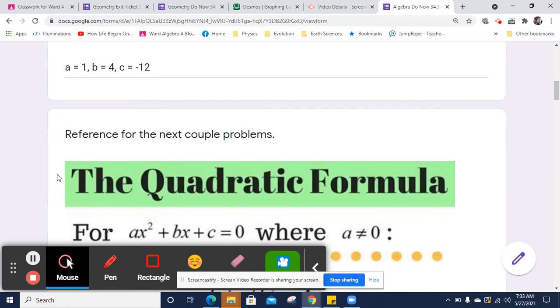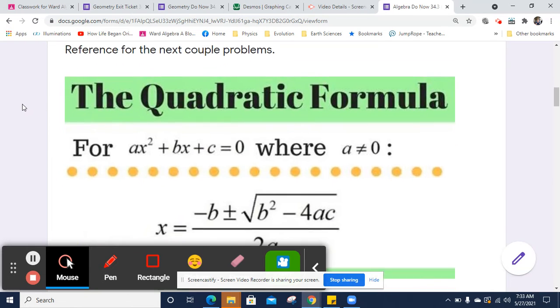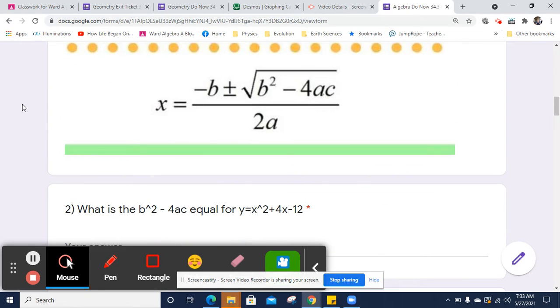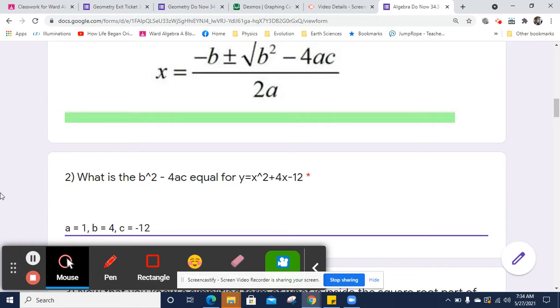Now we're going to take those and use the quadratic formula to solve that quadratic. First thing we want to do is figure out what b squared minus 4ac is. I copied the a, b, and c here to make it easier for us. So b squared minus 4ac. I'm going to replace each letter. B is 4, A is 1, and C is negative 12.